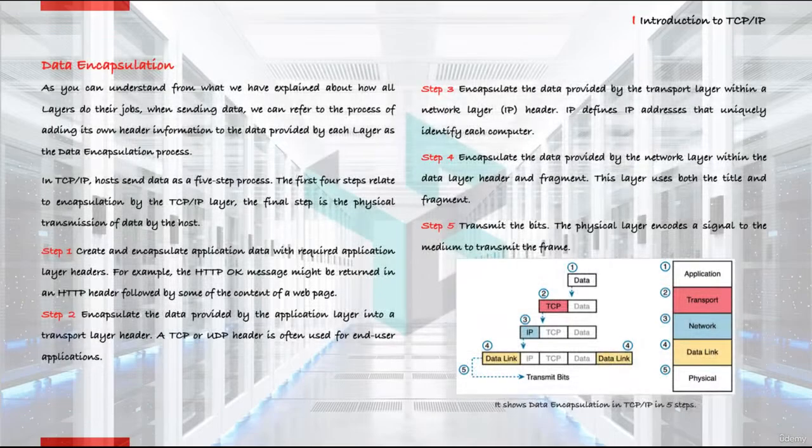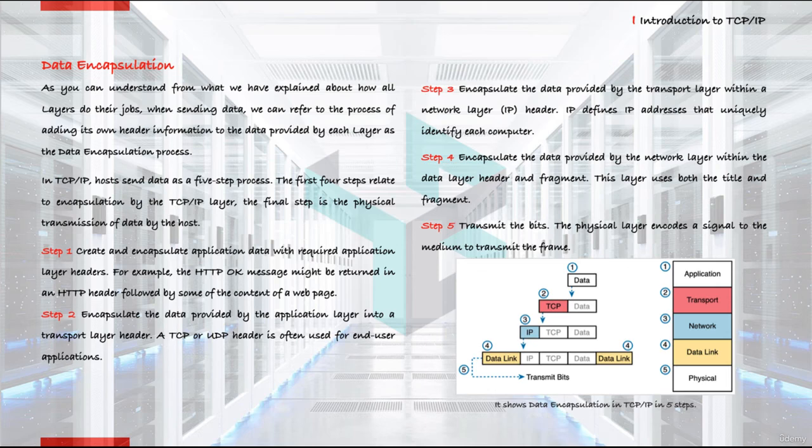Let's talk about data encapsulation on this page. As you can understand from what we have explained about how all layers perform their functions, we can express data encapsulation as the process of adding its own header information to the data provided by each upper layer when sending data. In TCP/IP, sending data to hosts is a 5-step process. The first 4 steps are related to the encapsulation performed by the TCP/IP layers. The last step is the physical transmission of the data by the host.